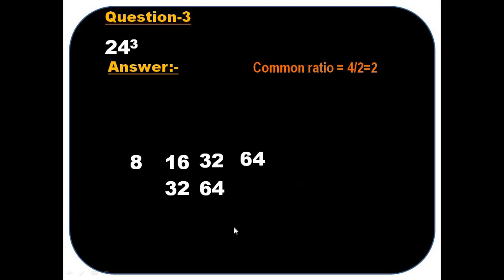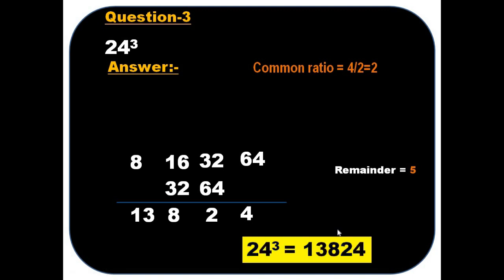Now the sum will be 64. The sum is 4 here. We are putting aside the remainder as 6. Now 64 plus 6, 70. 70 plus 32, 102. So we are putting 2 over here and the remainder is 10. Now adding these two, 32 plus 16 is 48. 48 plus 10 is 58. We are writing 8 over here and setting the remainder as 5. Again this 8 plus the remainder 5 is 13. So our answer is 24 cube is equal to 13,824.